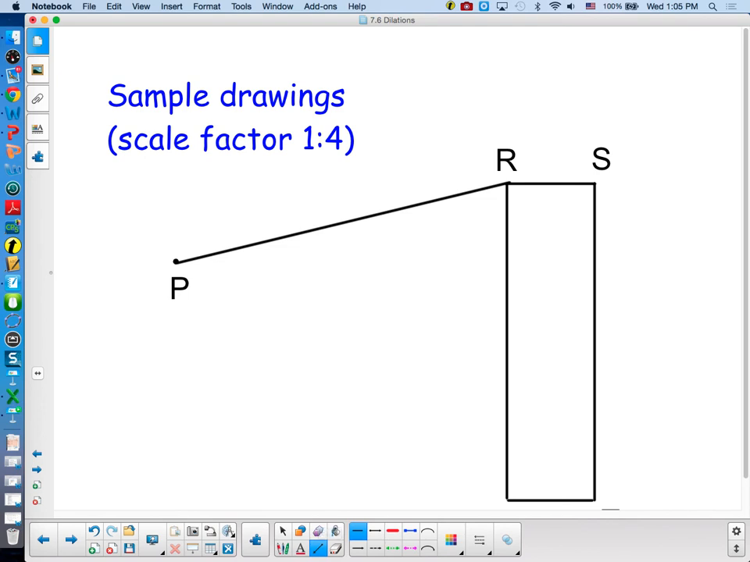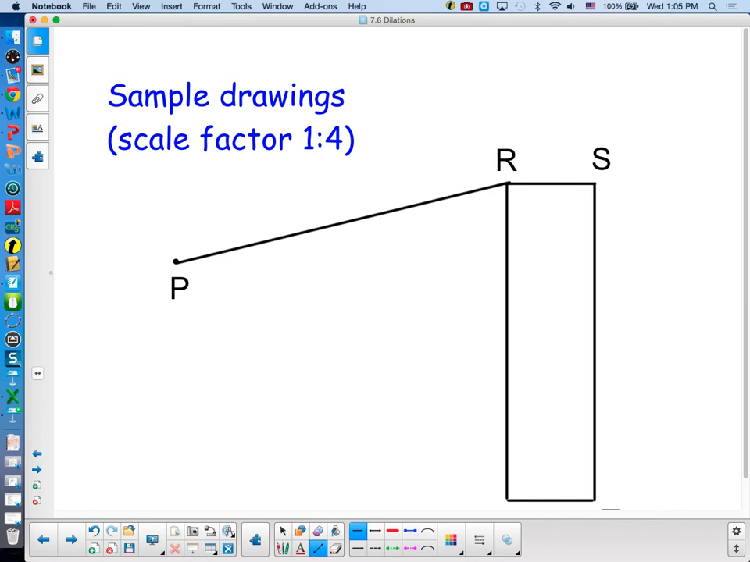It's 9.9. No, it's... Do what? Yeah, I wouldn't make them real big, but yes, you can put dots on the corners if you want. Okay, P to R is 10? Yeah. Okay, so 10 divided by 4, 1/4 of 10 is?